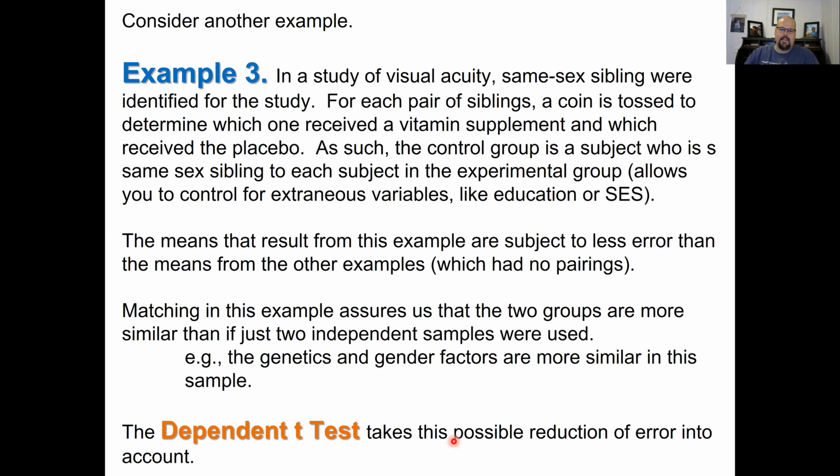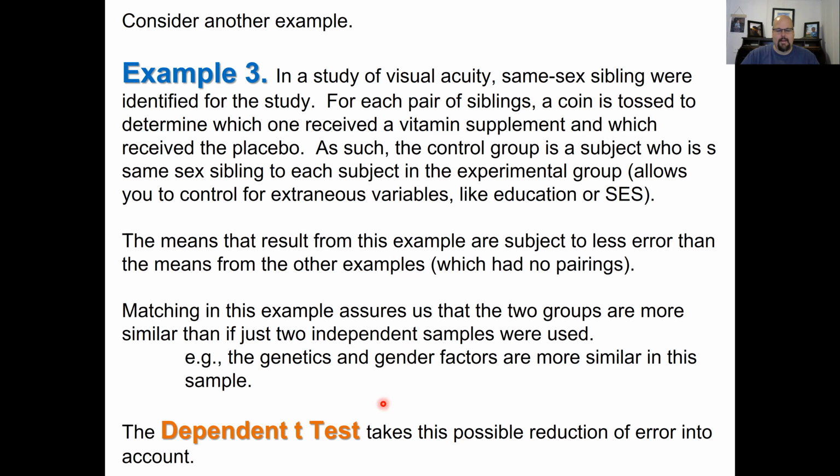So this is a third example. You have a study of visual acuity. You have same-sex siblings identified for the study. For each pair of siblings, there's a coin toss to determine who receives the vitamin supplement and who receives a placebo. As such, the control group is the same-sex sibling of each subject. A same-sex sibling is more similar to you than someone else would be, and as a result, subjects are less subject to error than if they were just randomly selected to be part of the study. Matching in this example assures us that the two groups are more similar than if they were just two independent samples.